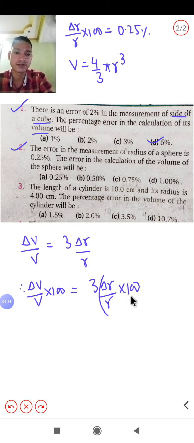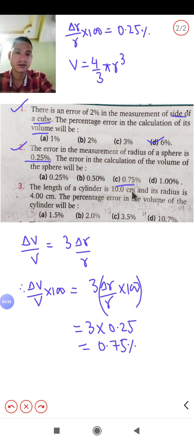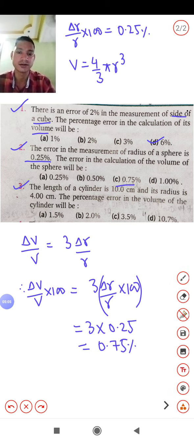Now here the percentage error in the radius is already given, 0.25%. So if I put the value in this equation, I will get 0.75% error in the volume measurement. Alright, so the first two were easy. The third one is a little bit different, so let's solve the third one as well. I hope you understood the calculation part here. Let me erase this part.